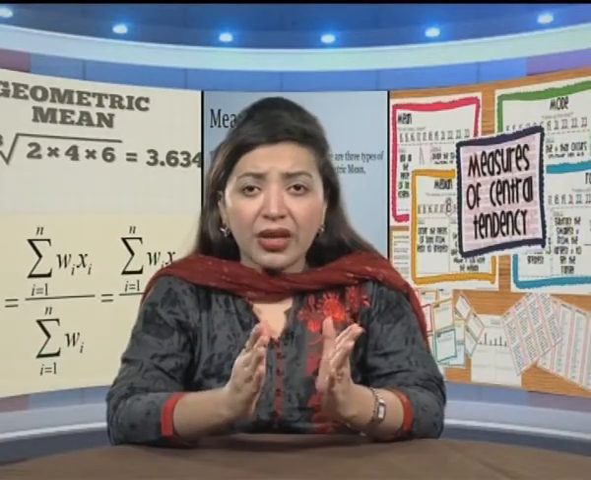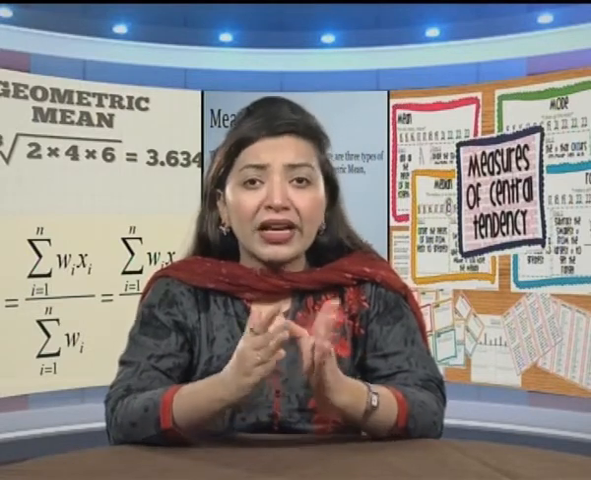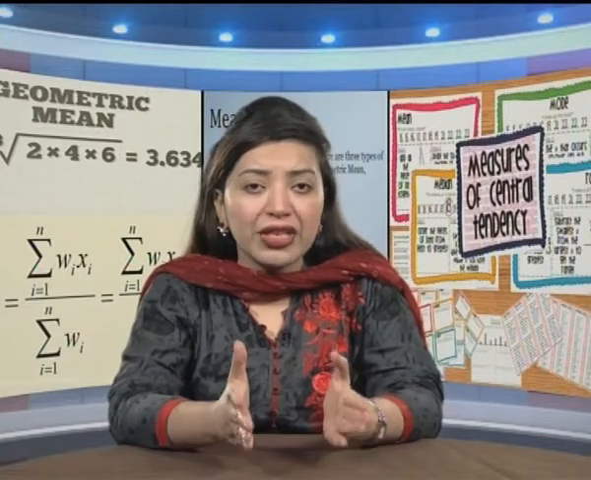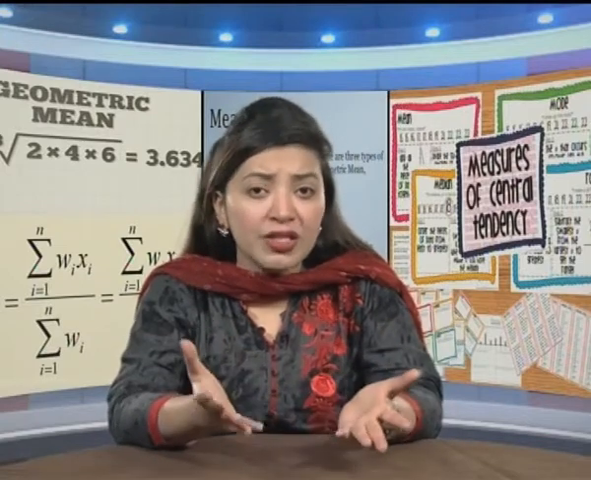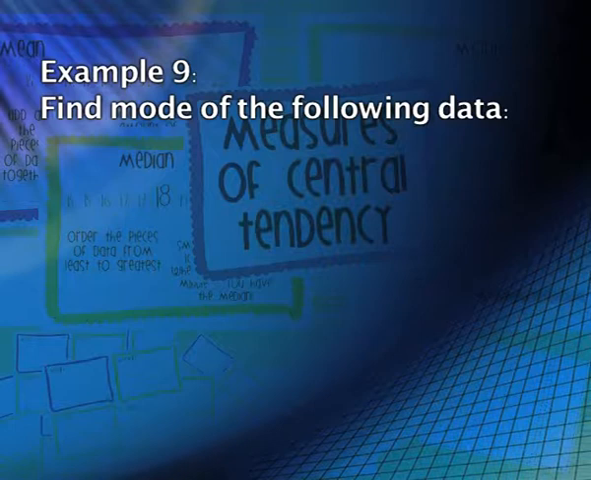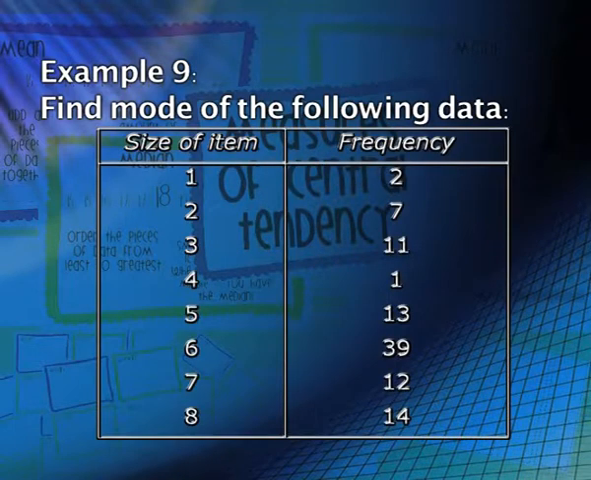In this series, it can be determined just by inspection, that is, by looking to that value of the variable around which the items are most heavily concentrated. For example, example number 9, find the mode of the following data. So the data is given in this table. The table contains the size of the item and the frequency.